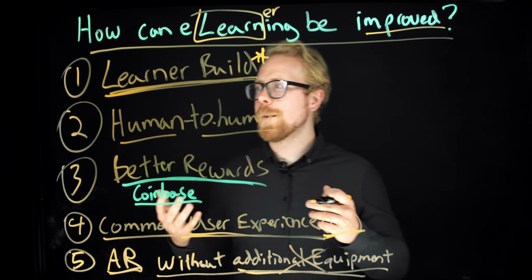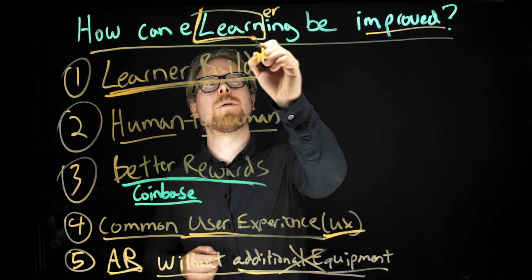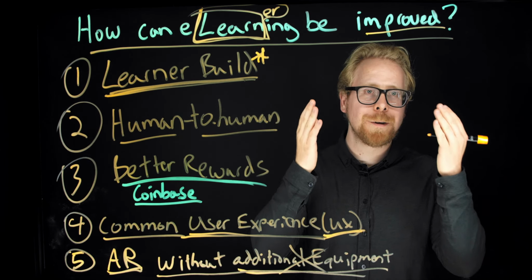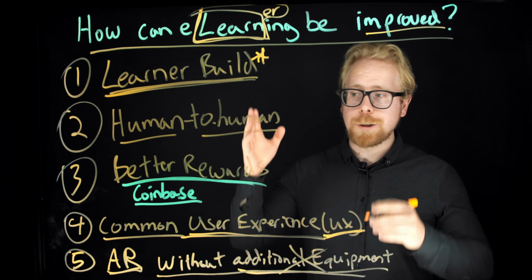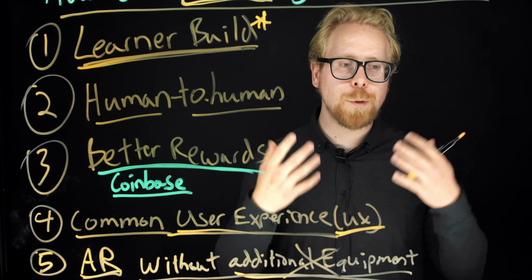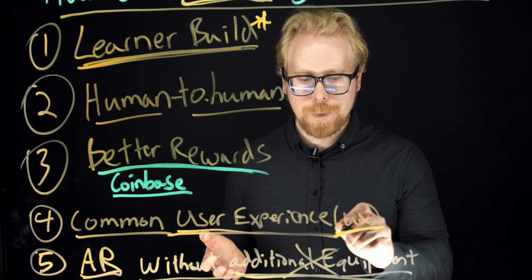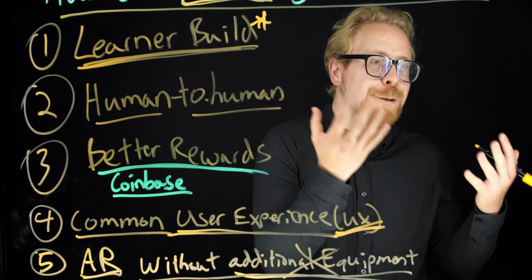So to recap, how can e-learning be improved? Well, number one, it should really be called eLearnering, because learners should always build your program. Human to human, super important. Better rewards. Check out Coinbase, it's pretty cool what they're doing. Then we have common user experience. Think about what you like to do on a daily basis. What apps are you interacting with? How are you learning? How do your learners want to learn? They want to learn with the UX they already understand.